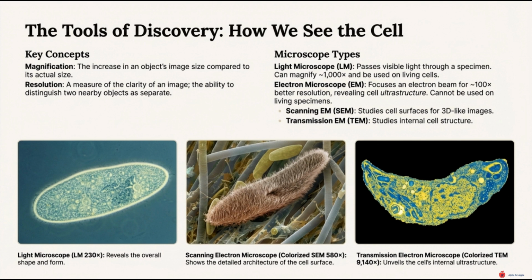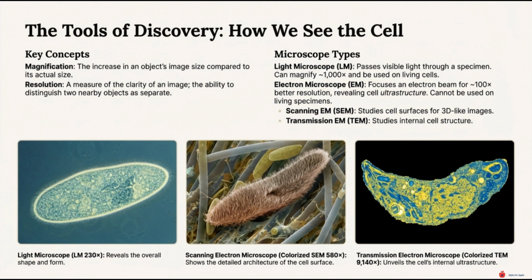It's not as simple as just looking closer. No, it comes down to two key properties. First is magnification, just making the image bigger. Simple enough. But the second one is the real challenge, resolution. That's the clarity. It's the ability to tell two tiny objects apart, to see them as separate things.